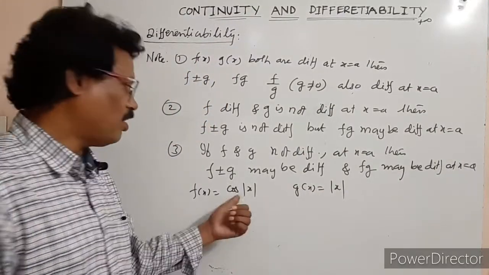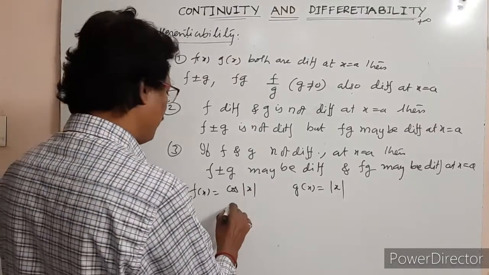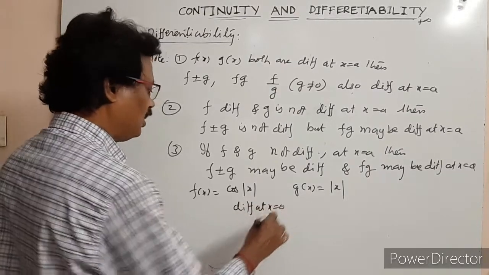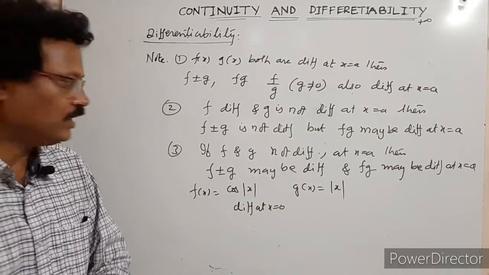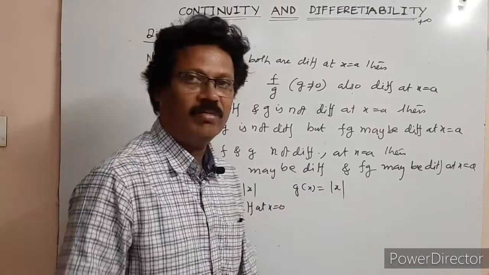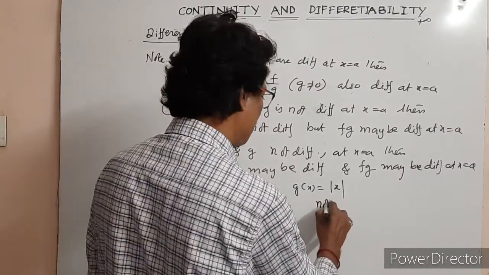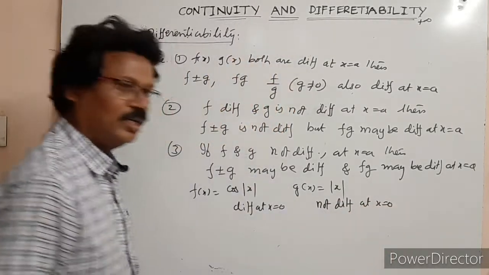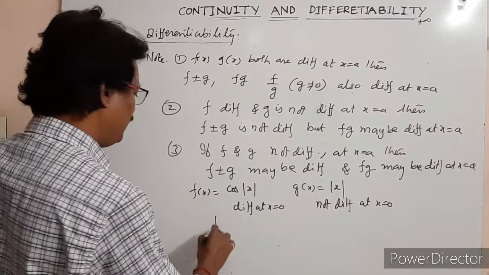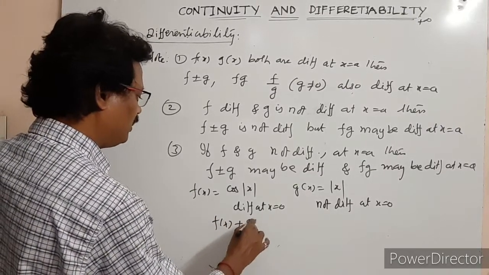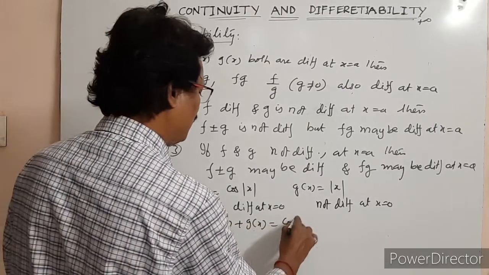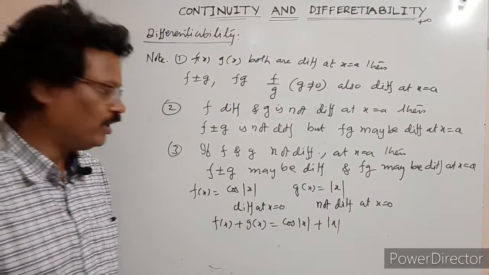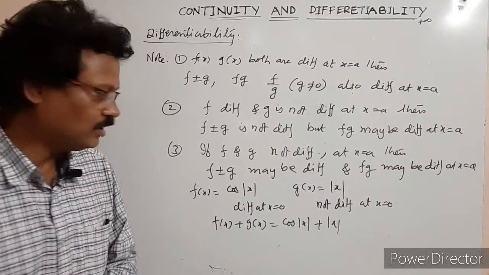Now here, cos mod x is differentiable at x equal to 0. We already know that mod x is not differentiable at x equal to 0. If we see the sum, f(x) plus g(x), cos mod x plus mod x, definitely it is not differentiable. You check the differentiability of this one, it is not differentiable at x equal to 0.